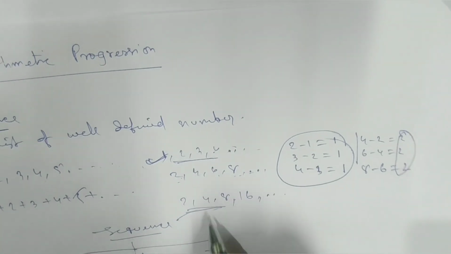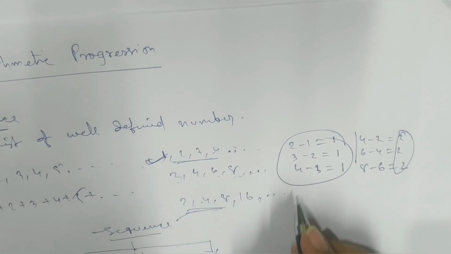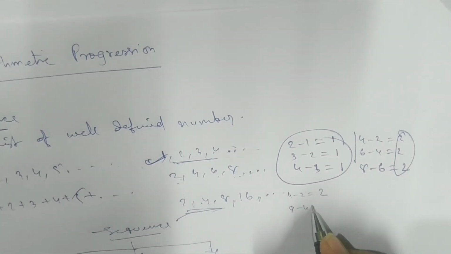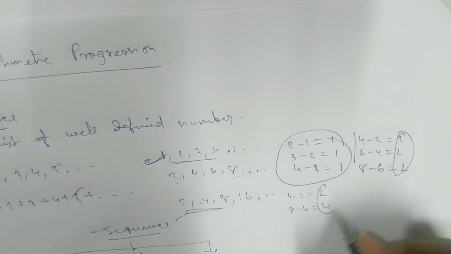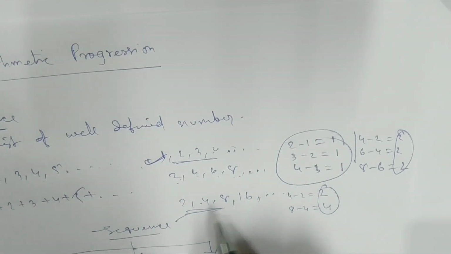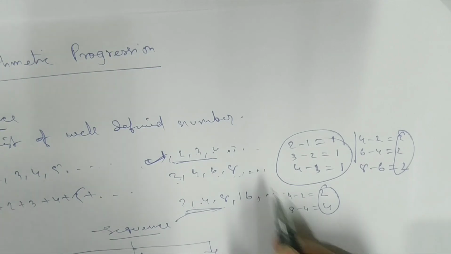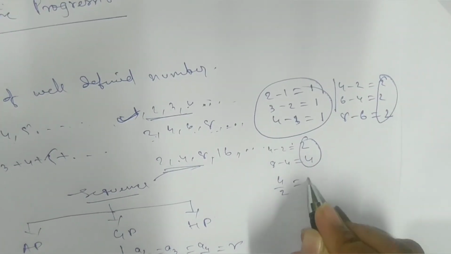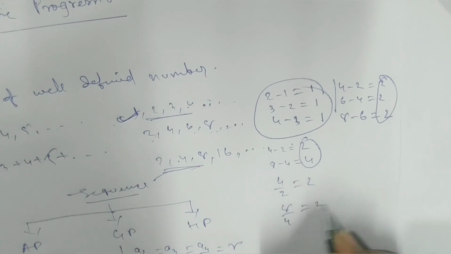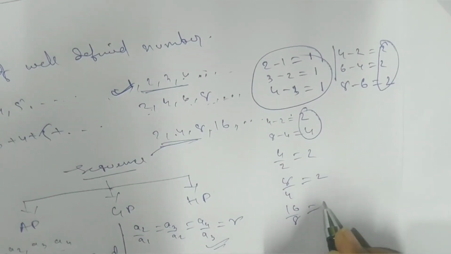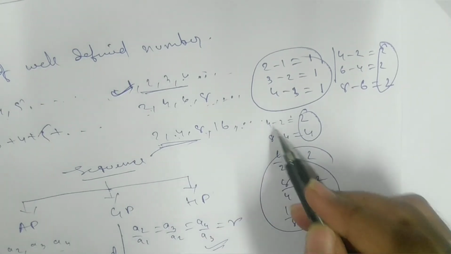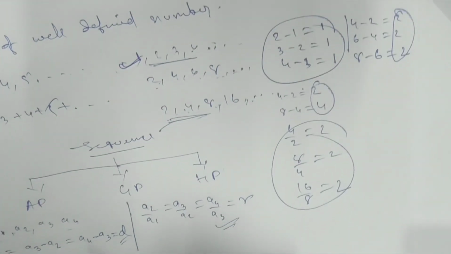Now if you look at this one, 4 minus 2 equals 2, but 8 minus 4 gives 4. When are they getting a common difference? That means it is not in AP. Now check the ratio part. 4 by 2 equals 2, 8 by 4 equals 2, 16 by 8 equals 2. That means 2, 4, 8, 16 are in geometric progression.